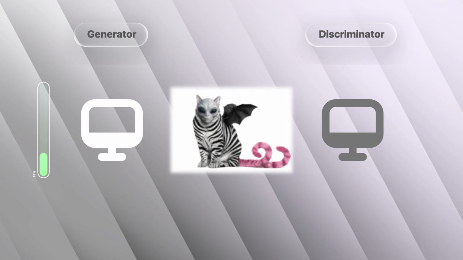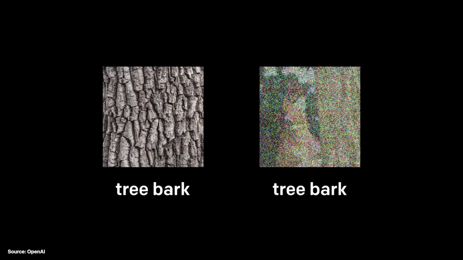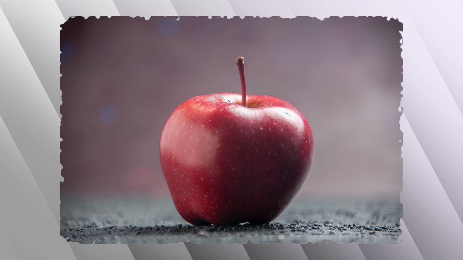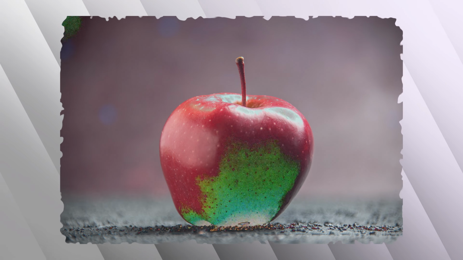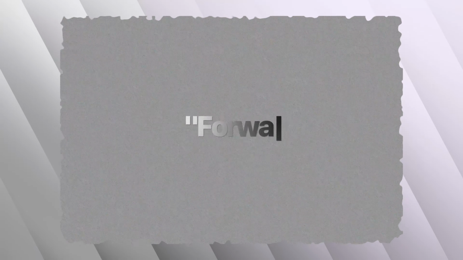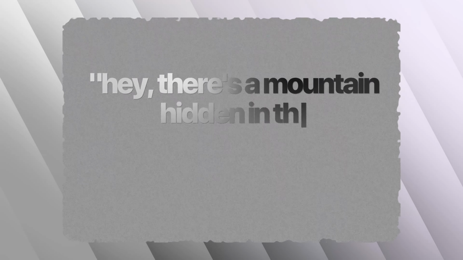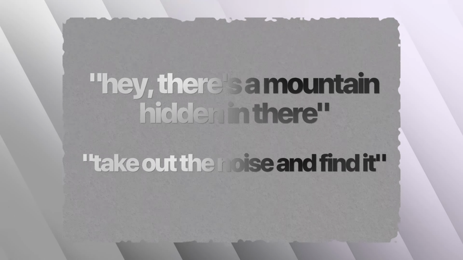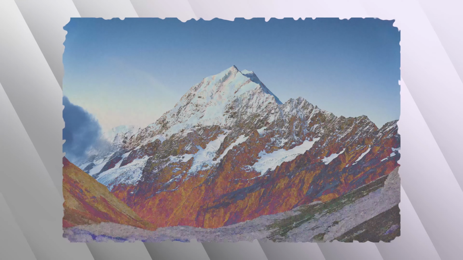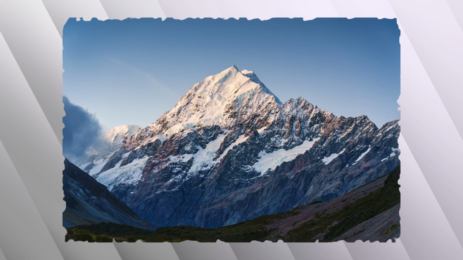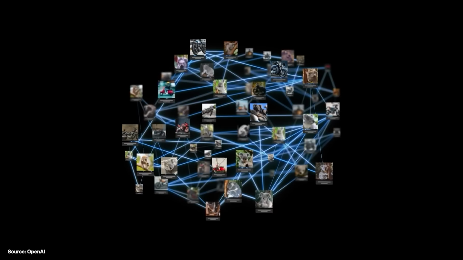While GANs were two AIs fighting, diffusion models are more like a sculpture. Imagine taking a beautiful photograph and slowly adding static or noise until it's just a grey box of fuzz. It's called forward diffusion. Now imagine teaching an AI to reverse that process. You give it a grey fuzz and say, hey, there's a mountain hidden in there. Take out the noise and find it. Because the AI does this in tiny iterative steps, it has much more control than a GAN. This is the technology that powered DALL-E 2 and the tool that changed the internet forever, Stable Diffusion.